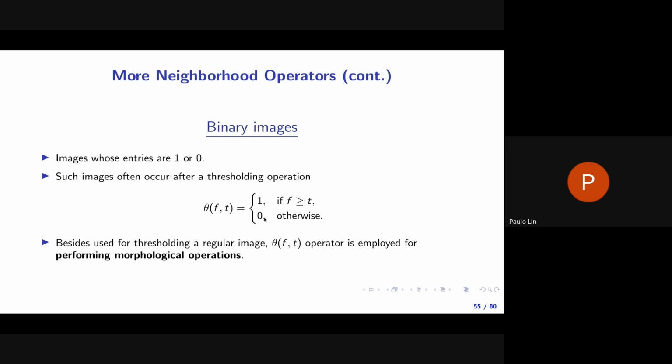And also, after an image is binarized, we obtain several regions, and the shape of these regions can be modified by applying morphological operations.